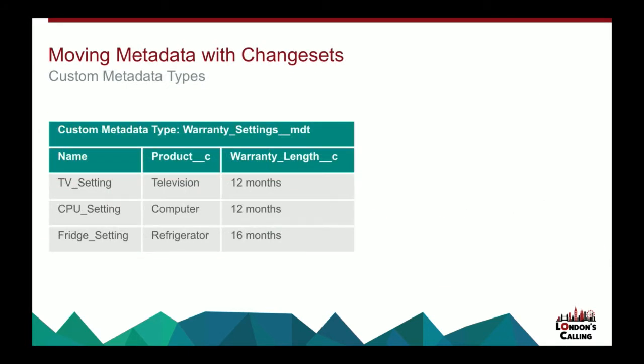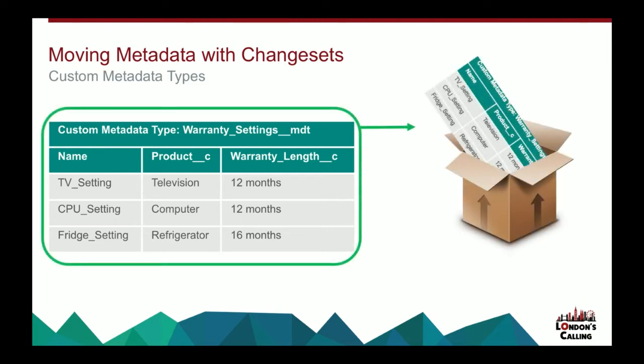For this application, I also have some warranty settings. And these help me see, oh, a television warranty by default should last 12 months, a computer warranty 12 months, or a refrigerator 16 months, that kind of thing. They're still records. It's the kind of thing that powers how the app works. And when I'm ready to push my application from sandbox to production, I do want this to come with me. I can do that with custom metadata types, because in custom metadata types, the rows are metadata, not data.